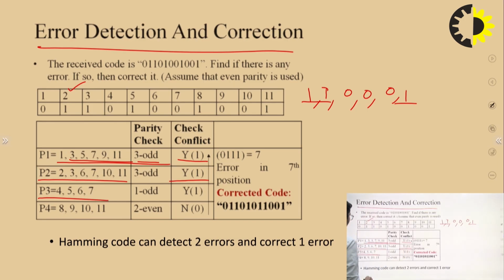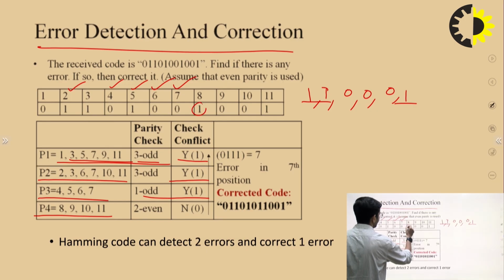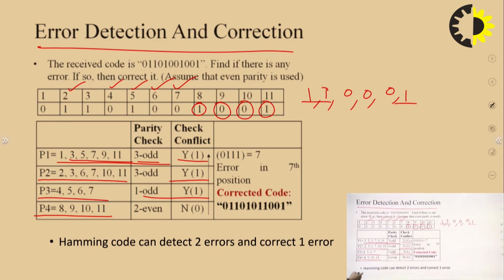For P3, we will take 4, 5, 6, 7. So at 4 we have 0, at 5 we have 1, at 6 we have 0, at 7 we have 0. Again, there is an odd number of ones, so we have to add 1 in that place also. For P4, we have to take 8, 9, 10, 11. At 8 we have 1, at 9 we have 0, at 10 we have 0 and at 11 we have 1. Now there is an even number of ones. That means the P4 bit is correct, so there is no need to change it. But we have to change the P1, P2 and P3 bits.